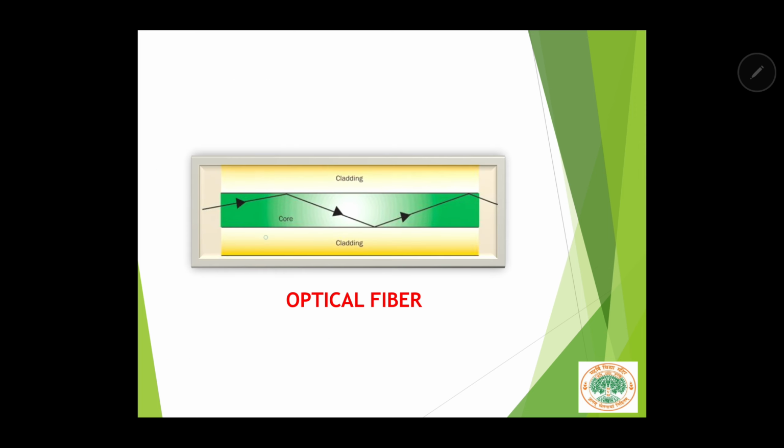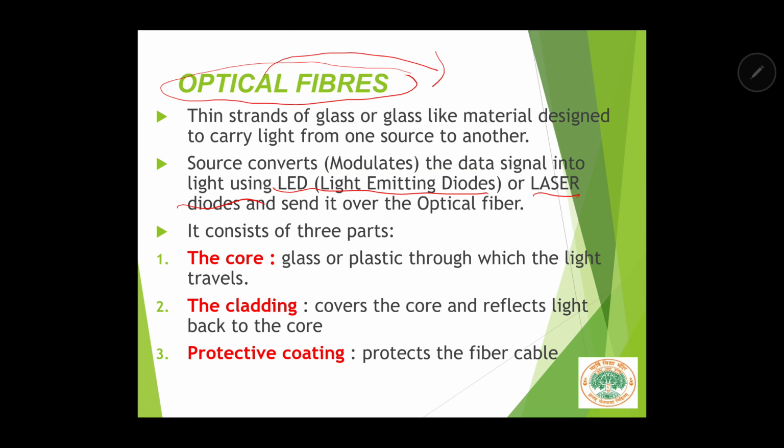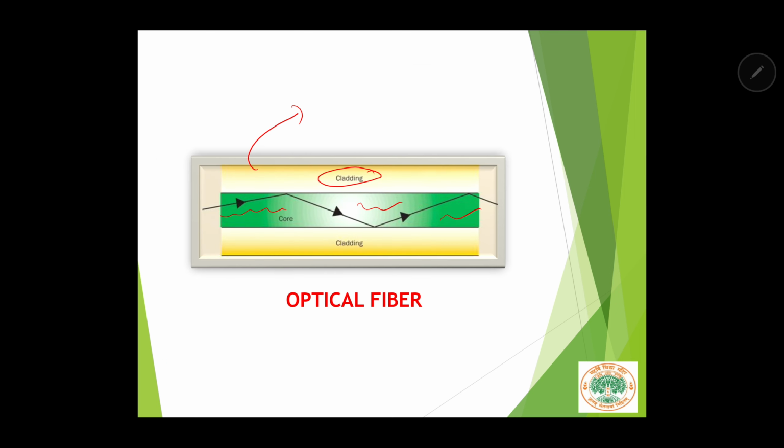So as you can see from this diagram, this is the core. The core is the area through which light travels, and this light gets reflected in this layer, as you can see here, called the cladding. And over the cladding we have another protective layer which is known as the protective coating. It protects the fiber cable. So the core is used to carry the light, the cladding is used to reflect the light, and the protective coating provides extra protection to the inside core and cladding.